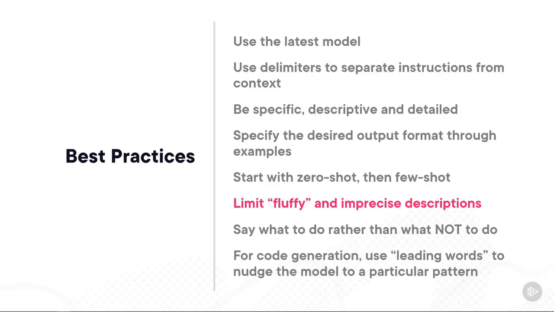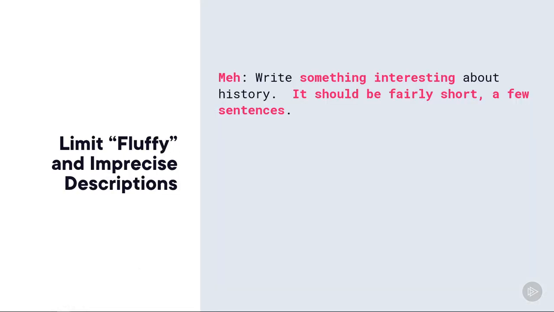Limit fluffy or imprecise descriptions. This is kind of the reverse of the bullets above of being specific, descriptive, and detailed. So a meh prompt would be, write something interesting about history. It should be fairly short, a few sentences. That's pretty fluffy, pretty vague.